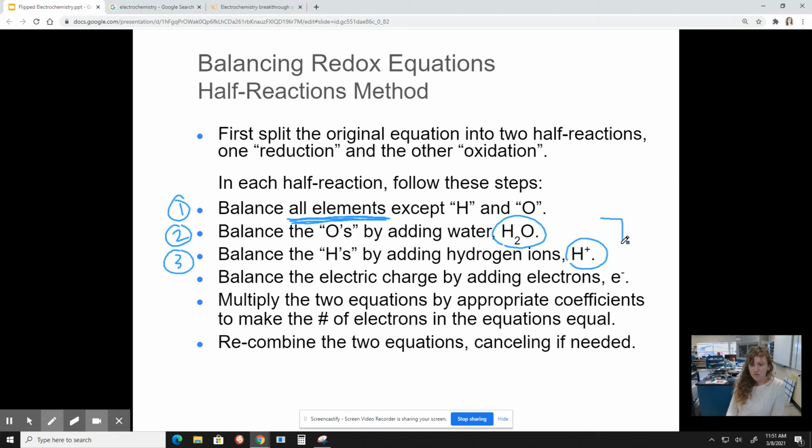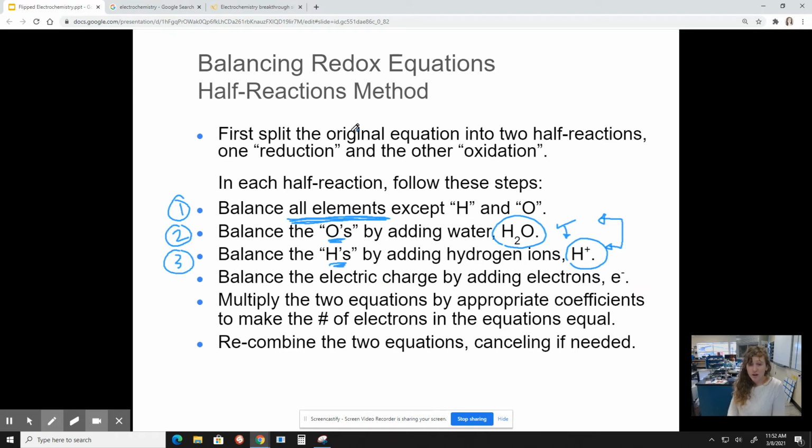Now, can you switch these two steps? Well, if you add hydrogen ions first and balance all the hydrogens, then when you go to balance the oxygens and you add water, you're going to unbalance your hydrogens again. So then you're just going to have to return and balance the hydrogens once more. So that's why you want to make sure you balance oxygens first and hydrogens second.